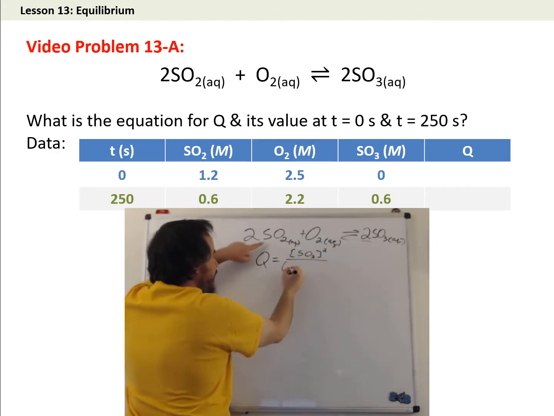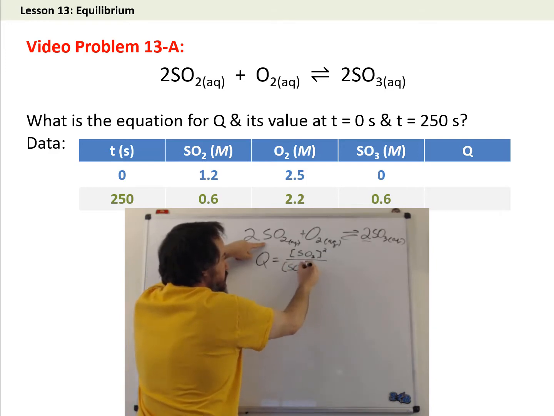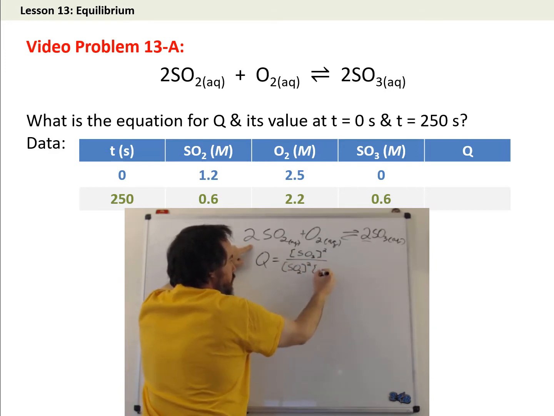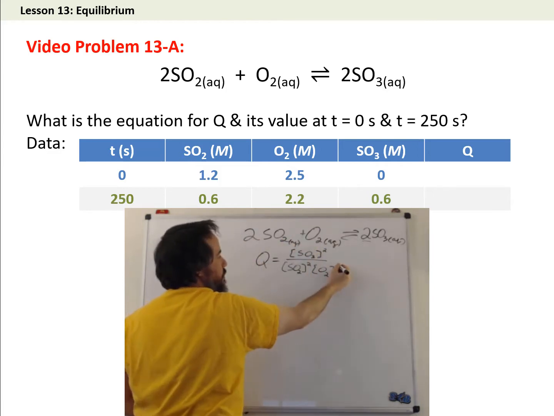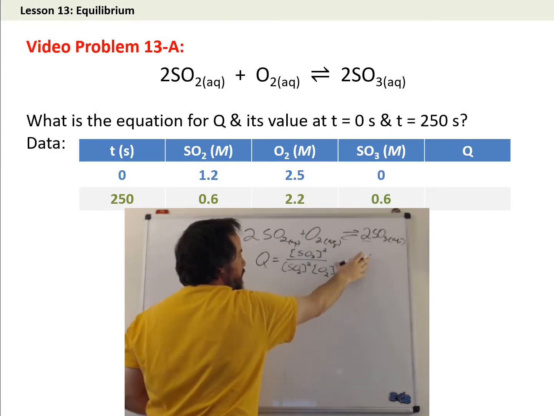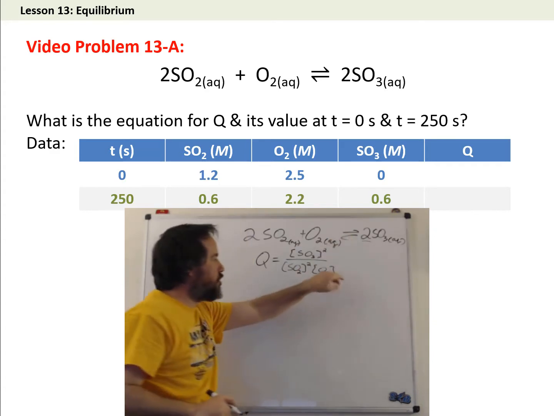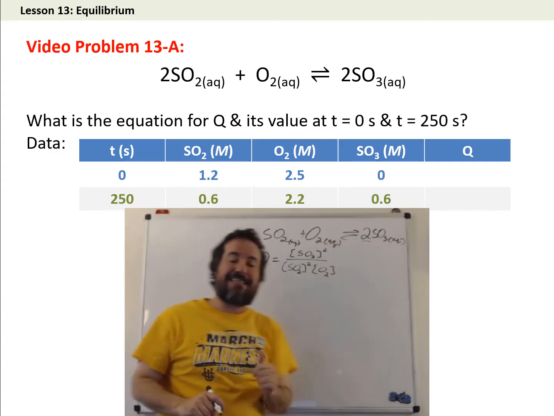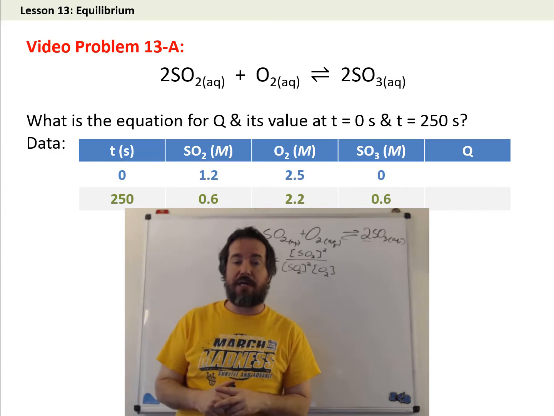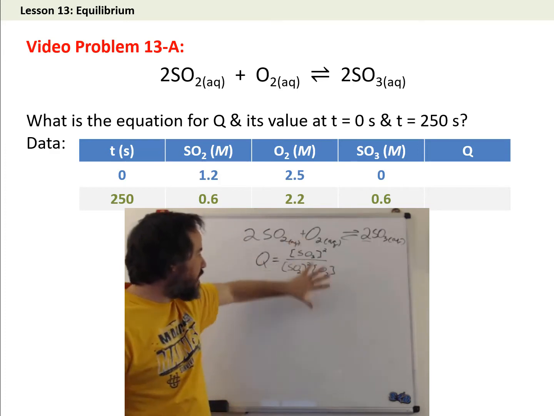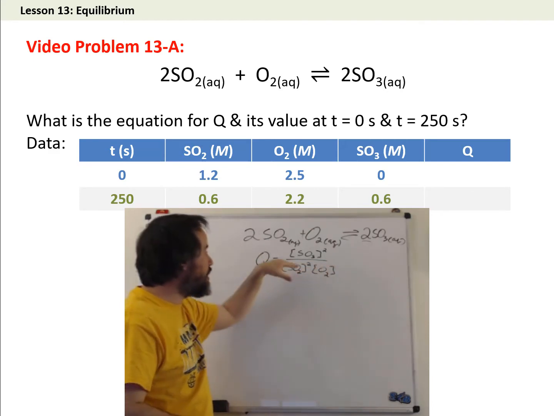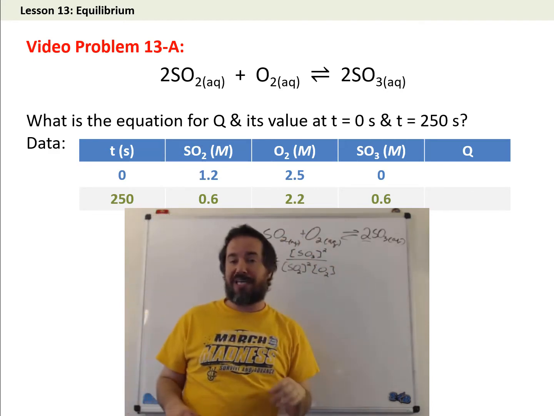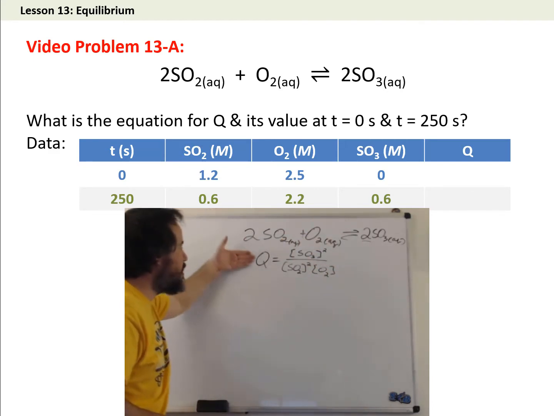I then go to the reactants. I square this one. And the O2, I don't square. I can put a 1 there, but it's not important, so it's O2. This is different than when we were talking about kinetics. In kinetics, we actually have to go through some steps to figure out that rate law. Here, we just know based on the stoichiometry what to do. All right, so this is my Q.